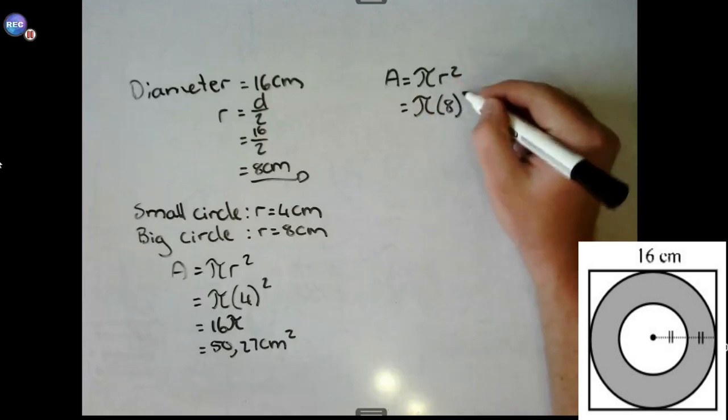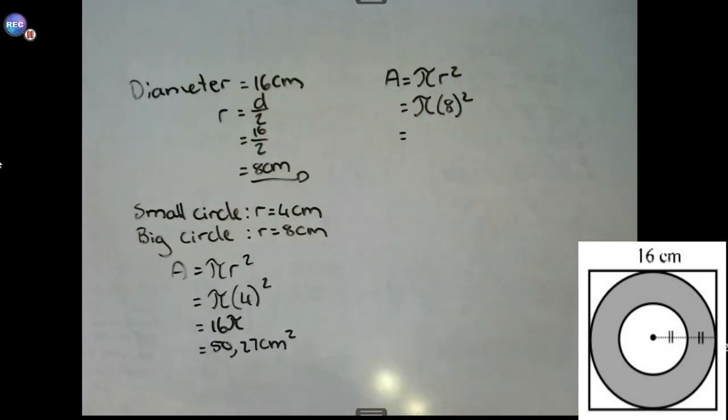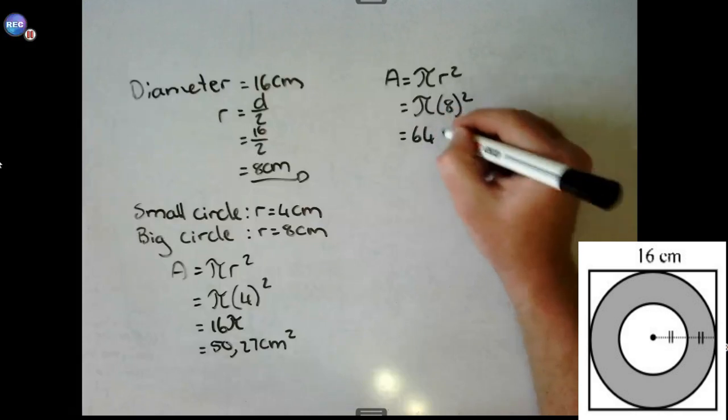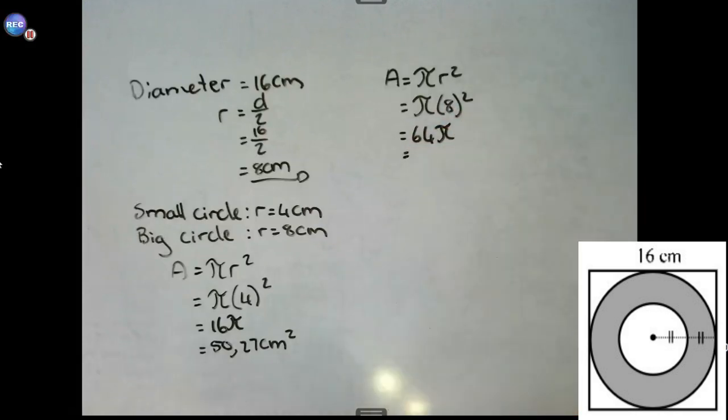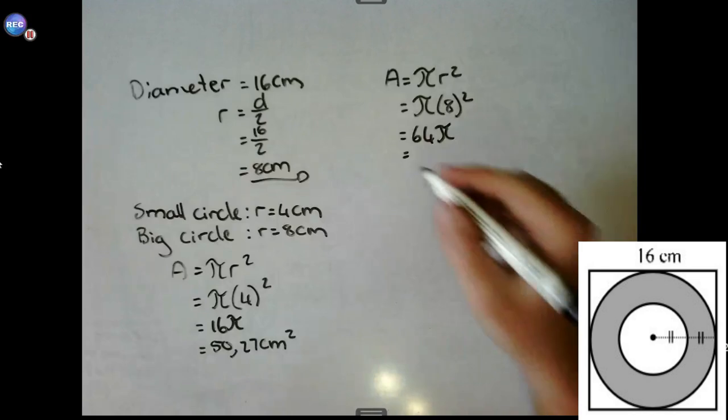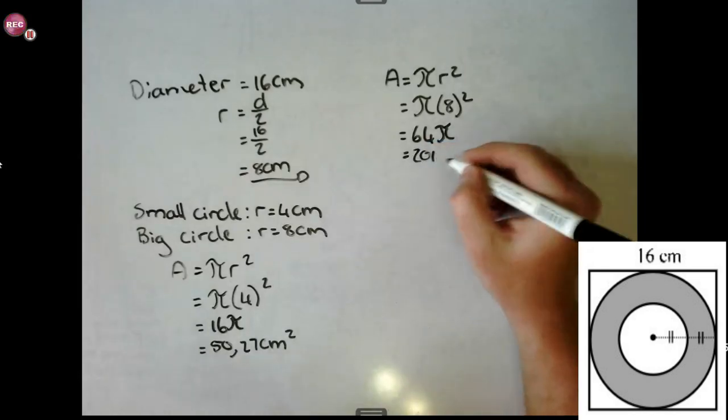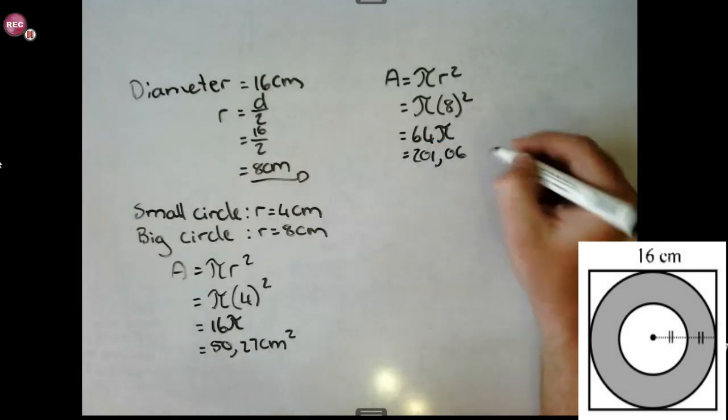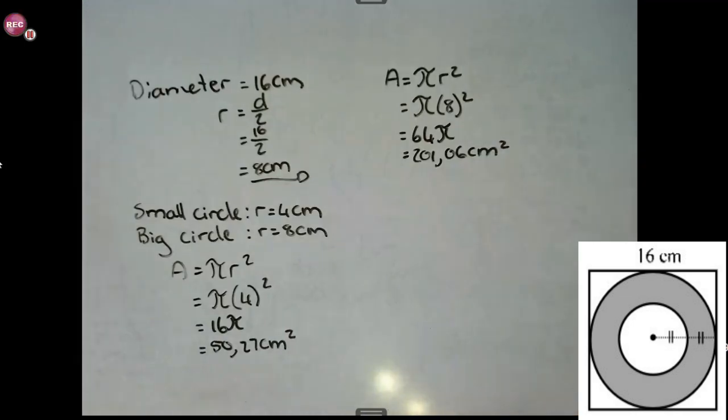So it should be 8, and then when we calculate that, you should get 64 pi, and if you go and get the decimal value, it would be 201,06 centimeters squared.